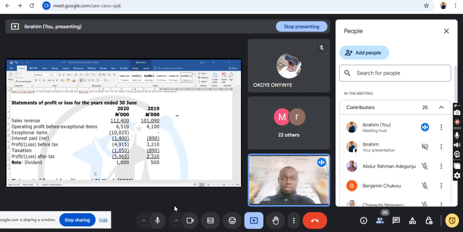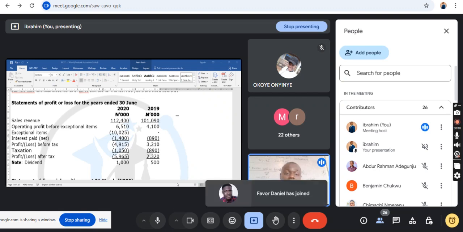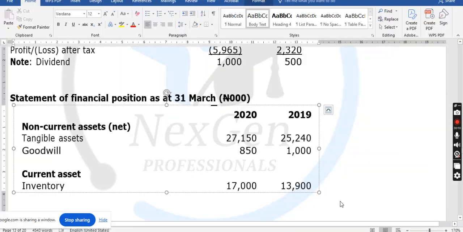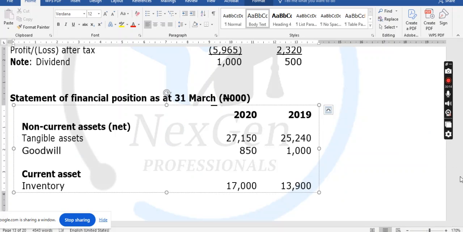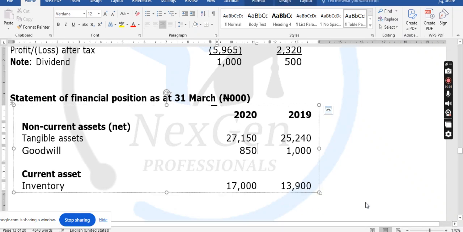We'll remove it. Now, interest paid, net, profit before tax, the taxation. So you can see the dividend that was given, right? You can also see the what? The dividend paid. So this is the financials. Can you see the financials? The non-current assets, right? This is the non-current assets. Okay, that's fine. So this is the non-current asset, right?